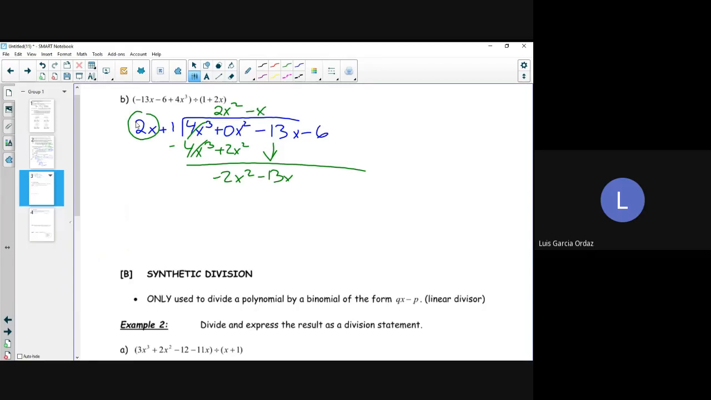So I can see it's starting to become easier for you guys. You're just trying to get the gist of it. So negative x times 2x is negative 2x squared. And what is negative x times positive 1? Negative x. So like I said, these should all the time cancel out. What's negative 13x minus negative x? We're almost done, guys. Bring the negative 6 down. So what do we multiply 2x by to get to negative 12? Negative 6.